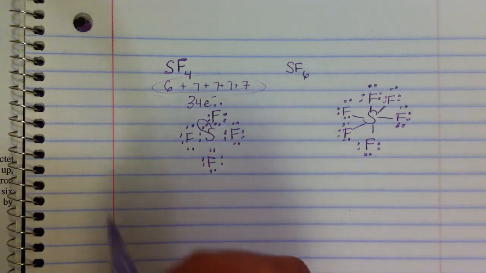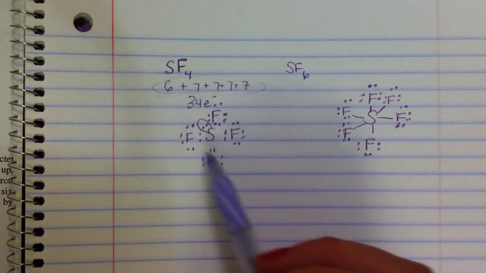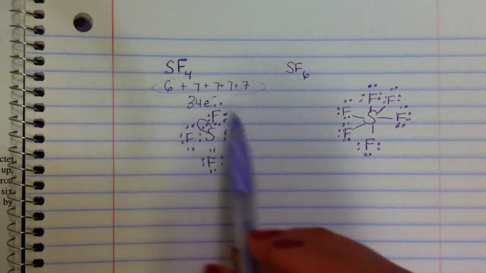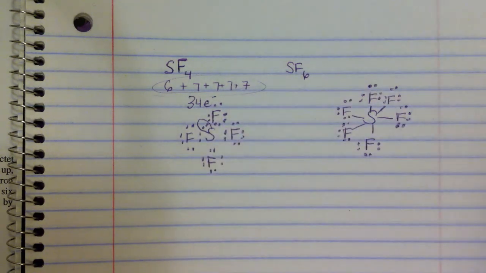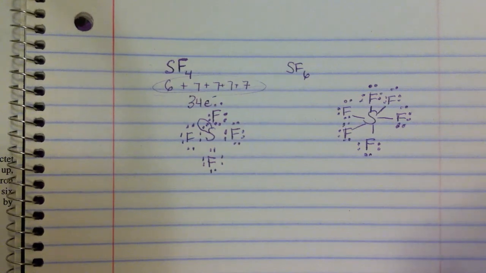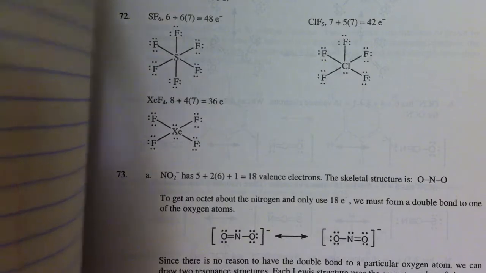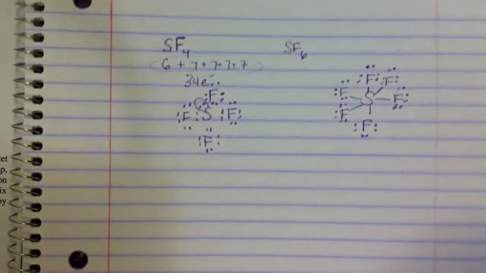So basically the general rule is count up the valence electrons, put the elements around the central atom, and satisfy those other elements so that they have 8, and then from there anything extra you can just put on the central atom. And that's pretty much it.